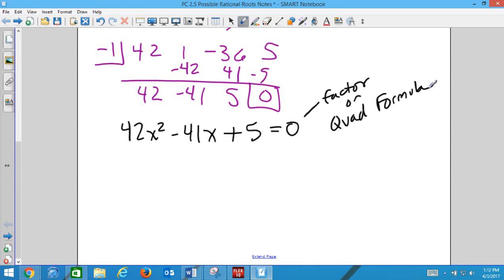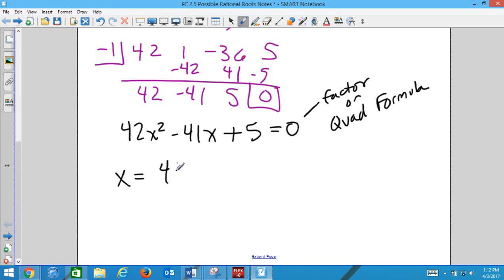And look at this. Does it factor? Should we spend 10 minutes figuring out if it should factor, if it's not obvious? No. Or should we just do quadratic formula? Because it works every time. It's totally up to you. But if it doesn't factor, you're going to have to use quadratic formula anyway.